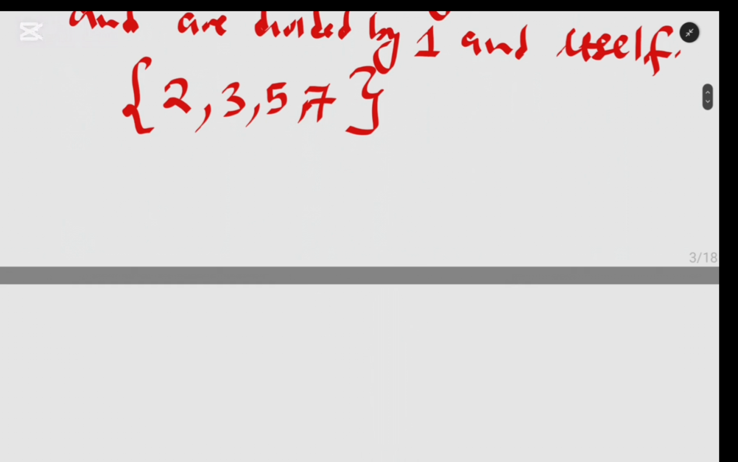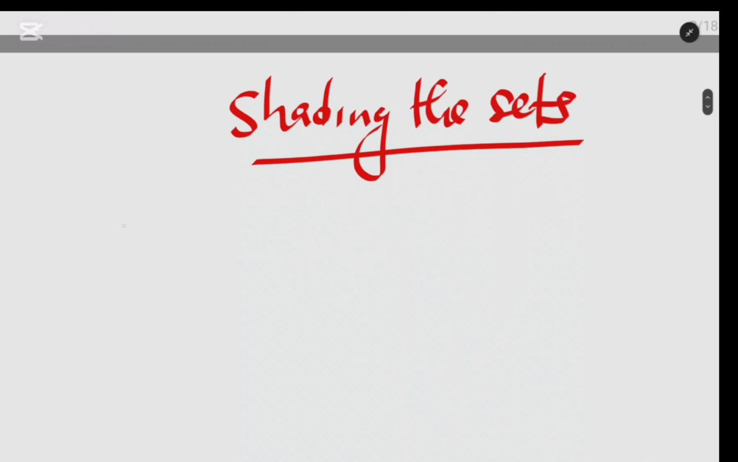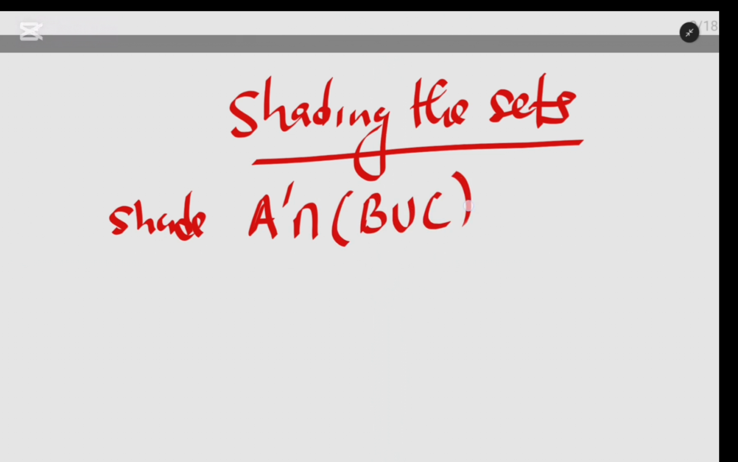So having learnt about prime numbers, we can now shift our attention to shading the sets. How do we shade the sets? Let us look at shading the sets. So how do you shade the set? Let's say you are given: shade A complement intersection B union C.